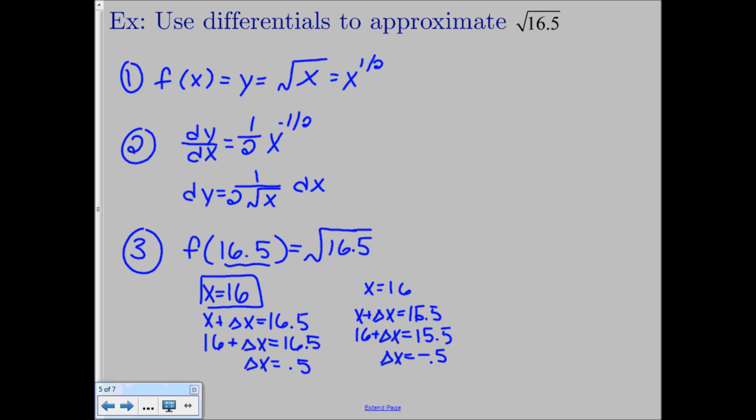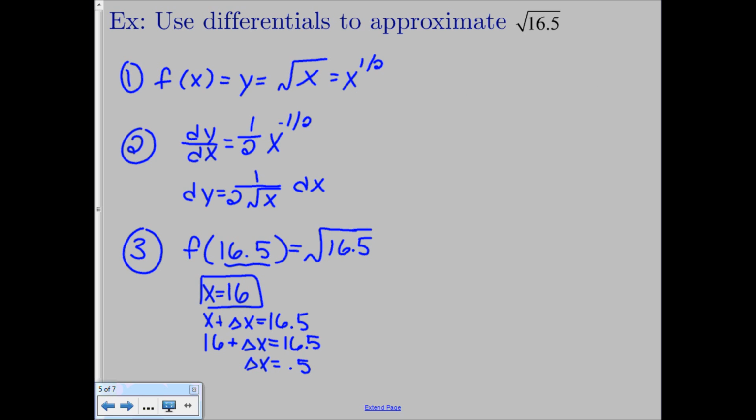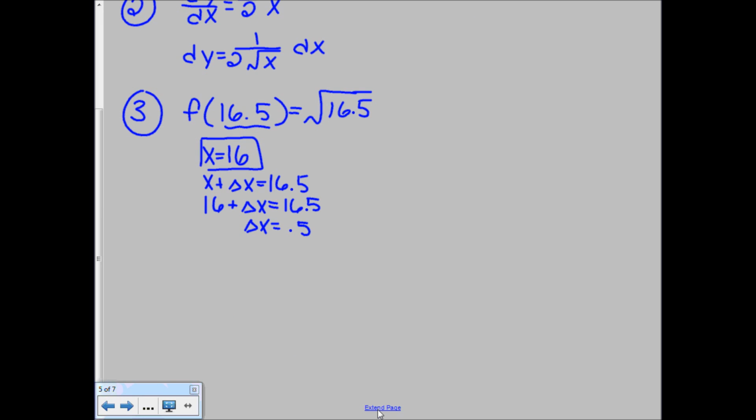But it's going to be negative, like it is over here, when your x plus delta x is smaller than your x. So that's just something to keep in mind, because sometimes in the problems you will have a negative delta x, and it'll change what your final answer will be if you plug in with the wrong delta x value. Your approximation will be further away than if you had the correct delta x value.